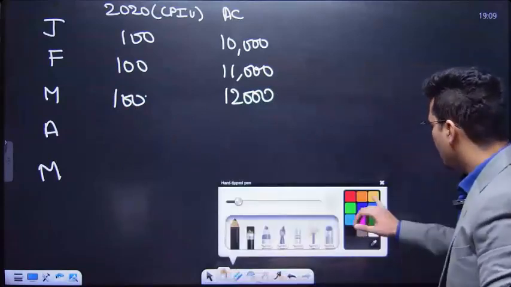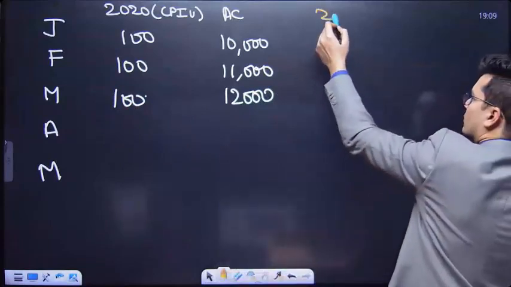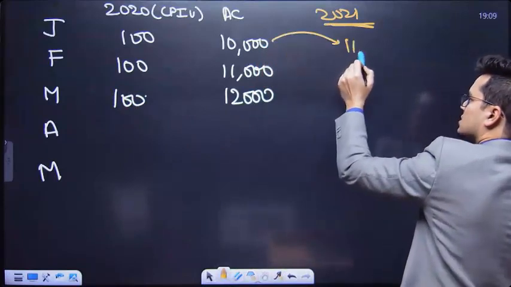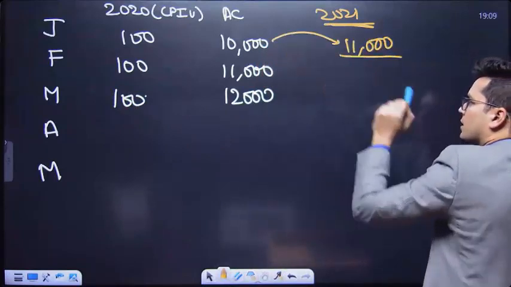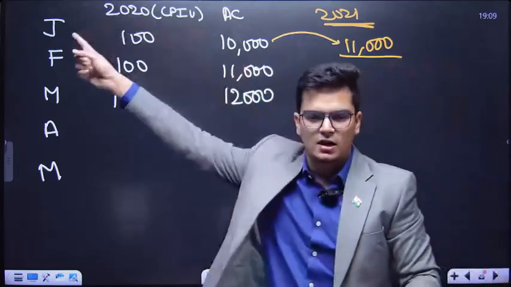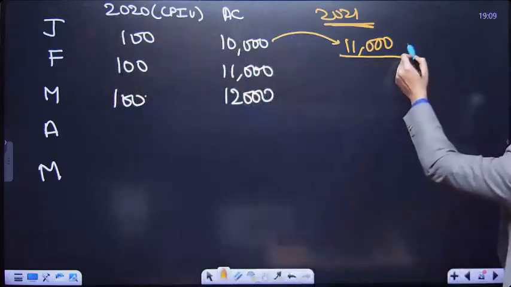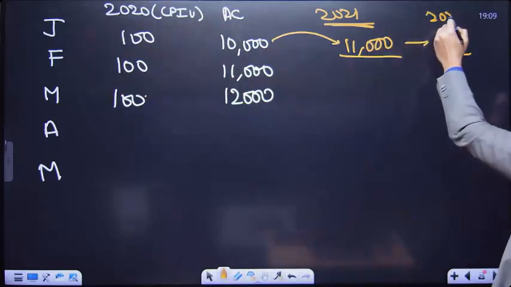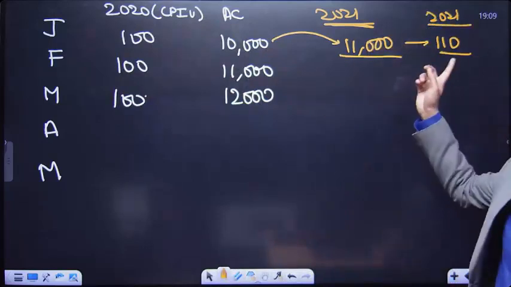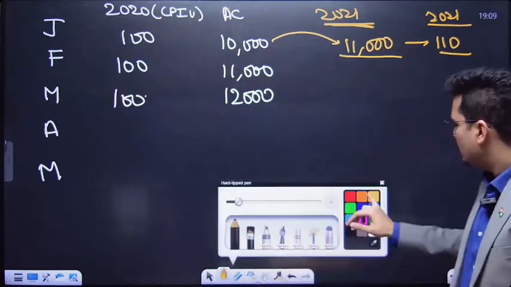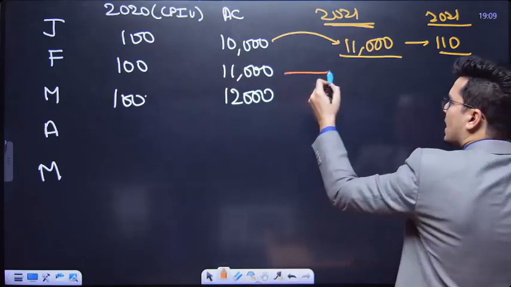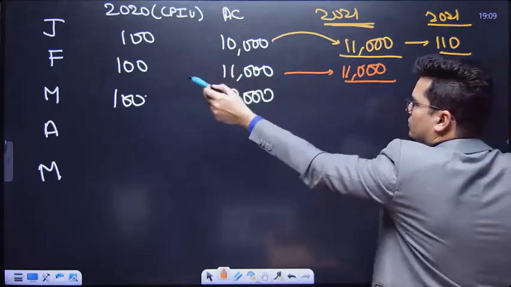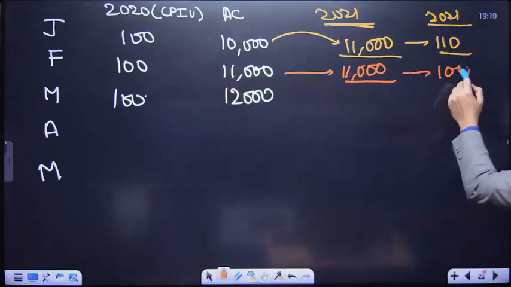Now I will calculate the same values for 2021. When I calculate for 2021, this actual cost has become 11,000. If 10,000 was 100, 11,000 will be what value? 110. So now the new index says in 2021 it is 110. Let's say this value stays at 11,000. February में कुछ change नहीं होता. 11,000 was 100. Here also I will write 100.